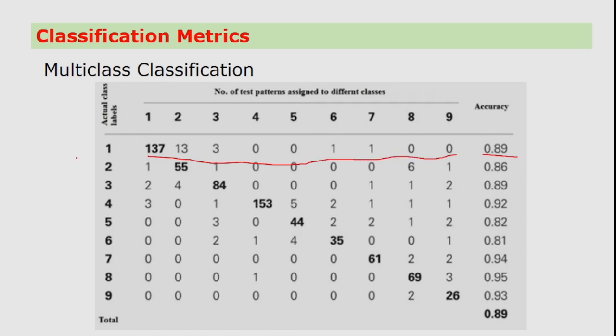137 divided by the total row values, you will get 0.89. Same way, how this 0.86 comes: it is 55 divided by the total row values. So here in this case it is 57 plus 58, 64. 55 divided by 64, you will get 0.86. This is how you need to calculate the accuracy of individual rows.